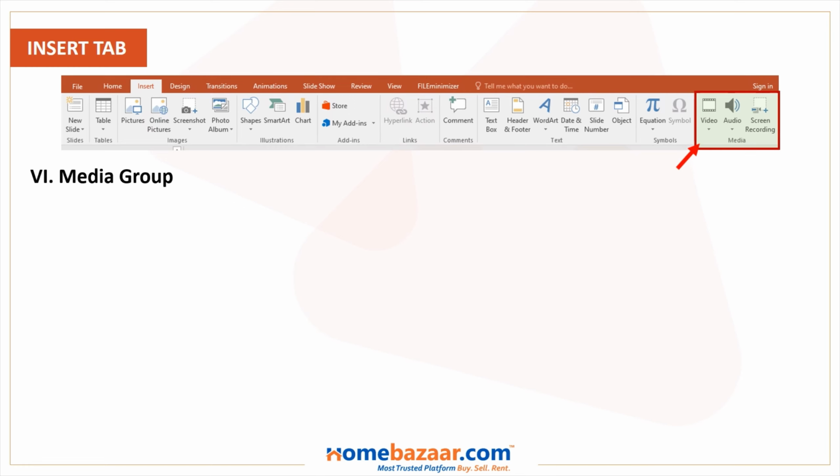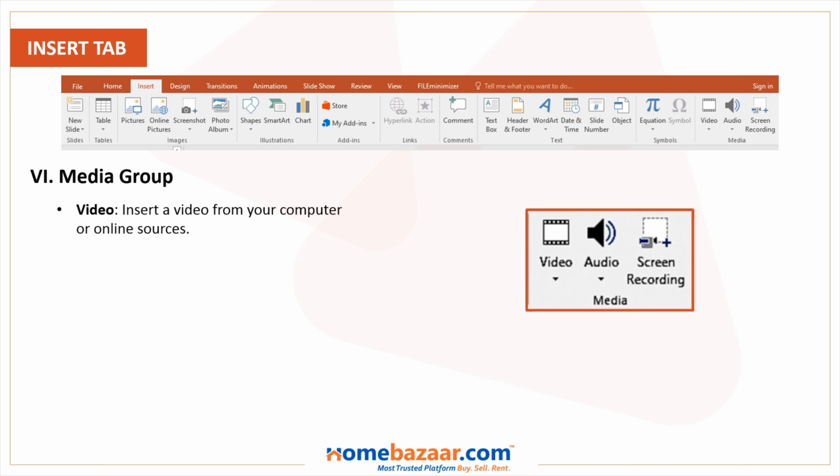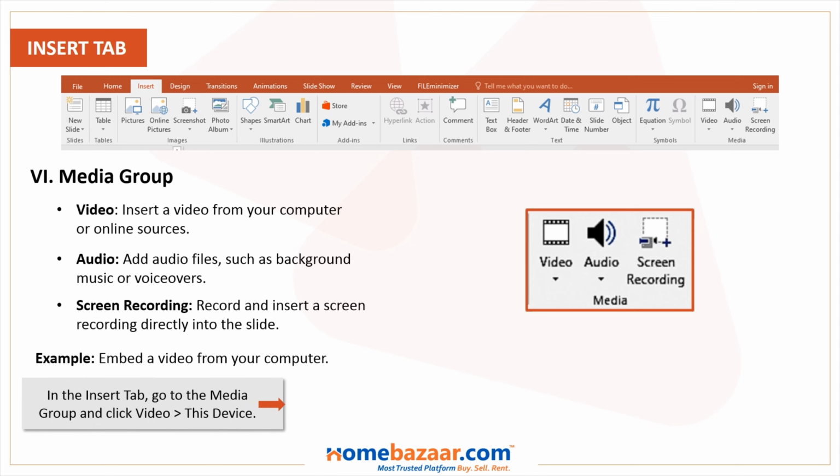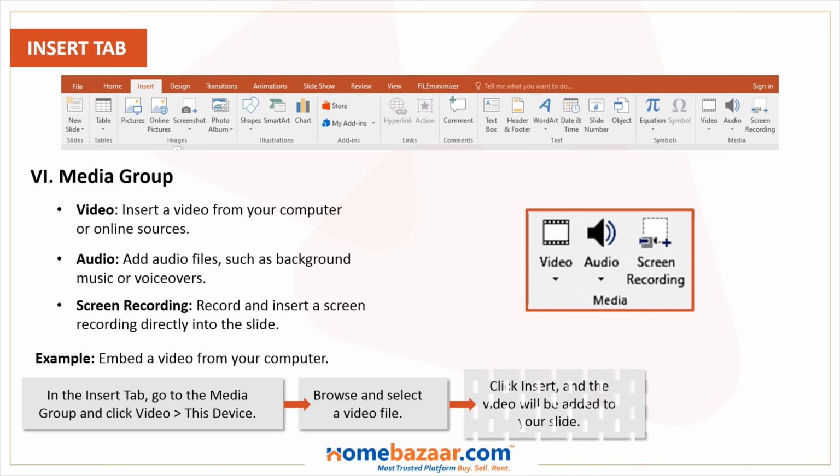Media group. The Media group is your go-to for incorporating multimedia. Add videos, audio files, or even record your screen to make your slides more engaging. For example, to insert a video, click Video in the Media group and choose This device. Select a video file and click Insert. Resize or reposition the video as needed, and it's ready to play.